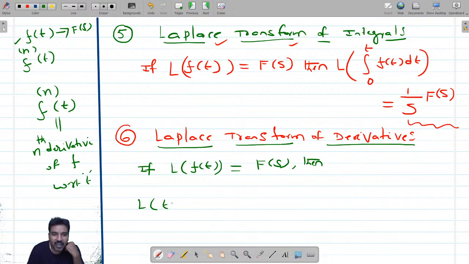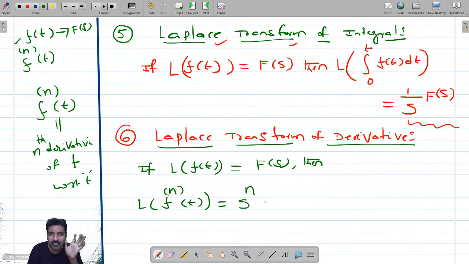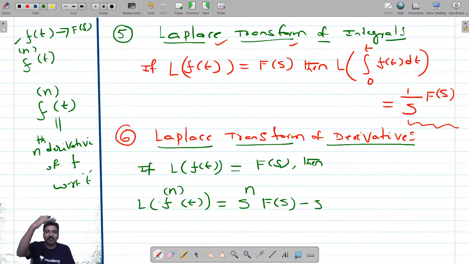then what is the Laplace transform of f superscript n of t, nth derivative? I am writing n in parenthesis. It represents a derivative. So it is a complicated expression, but you can easily remember. There is a trick I will tell you. Just look at this. S power n into capital F of s minus, as you move from left to right, the powers of s will be in decreasing order, one by one.